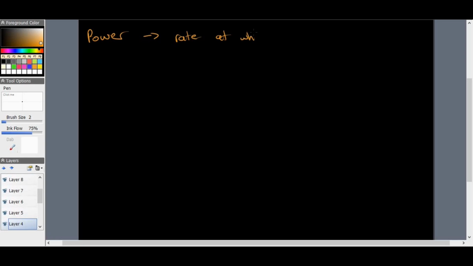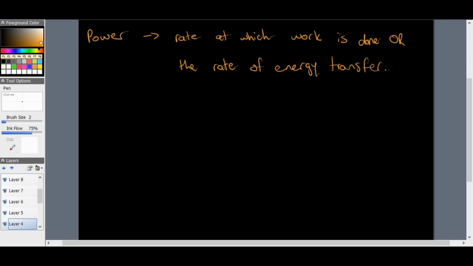at which work is done, or basically also the rate of energy transfer. Okay, that is basically the definition for power.